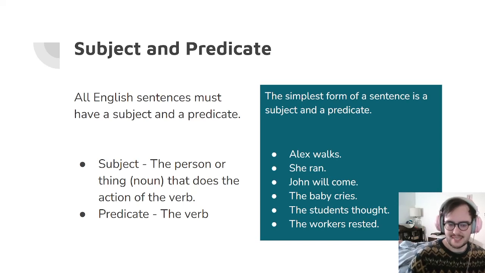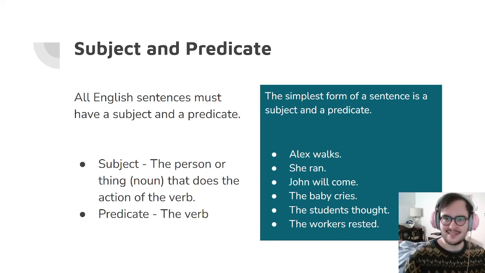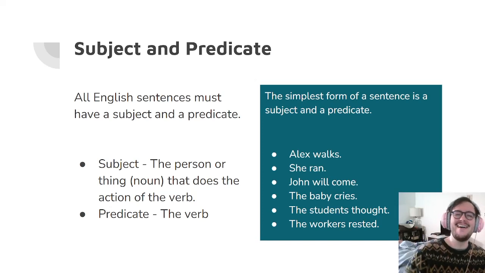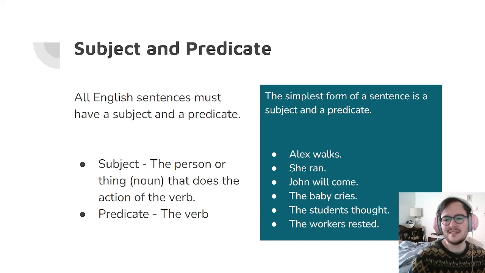All English sentences must have a subject and a predicate. They always do, a full sentence. If it isn't two words, it's an interjection, like hey or ow. That's considered a full sentence. But outside of interjections, all English sentences must have a subject and a predicate. The subject is the person or the thing, the noun, that does the action of the verb. So the subject and the predicate, which is the verb, always have a relationship.